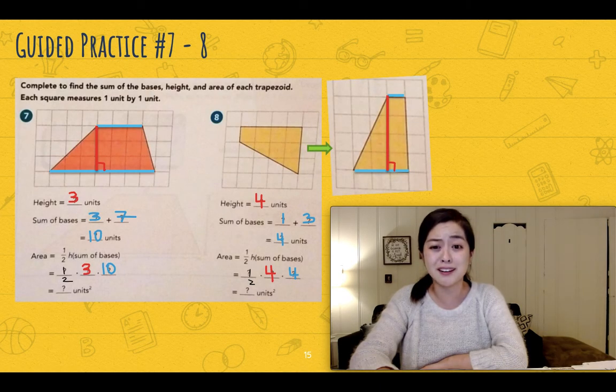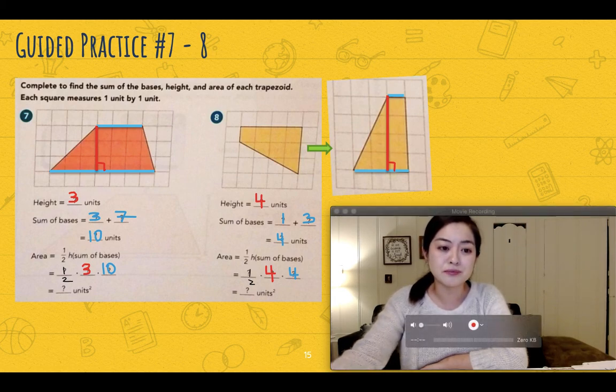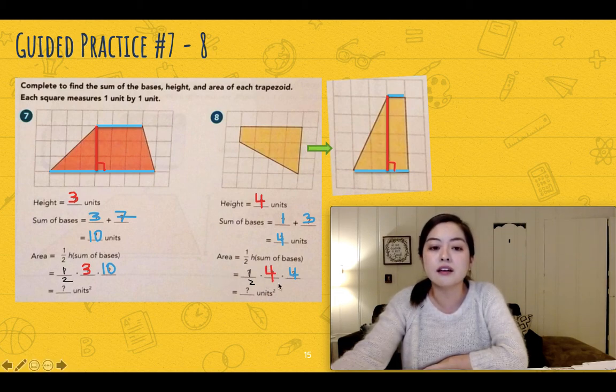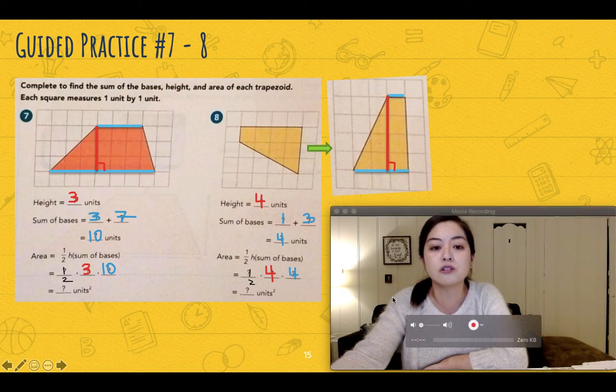Now I can input in everything into my formula for the area of the trapezoid. And right here, okay, for number 7, I see that 3 times 10 is 30, and half of 30 is 15 units, or 15 square units, I mean, because it's area. And then now here, I see that 4 times 4 is 16, and half of that is 8 square units.